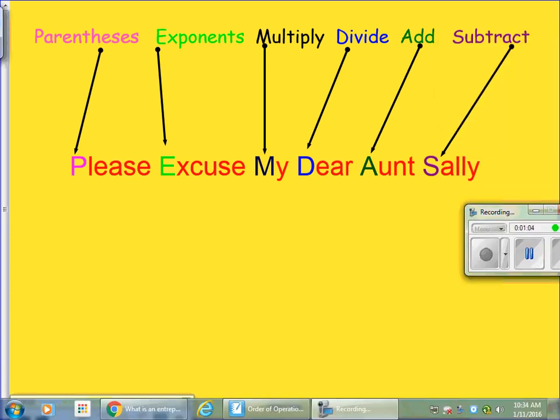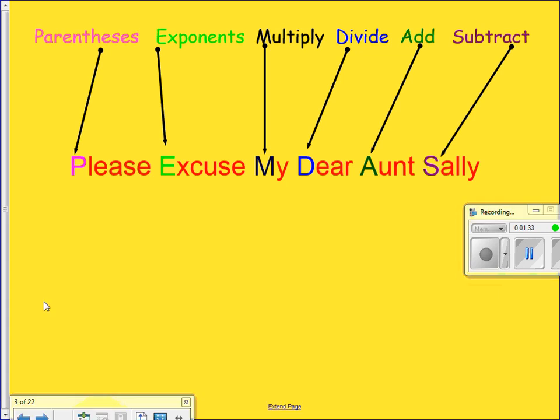The P for please represents parentheses. Then we have E for exponents, M for multiply, D for divide, A for add, S for subtract. So when you're doing a problem, you have to do them in this order. If there's parentheses in the problem, you have to do those first. If there's exponents, you have to do those next. Multiplying and dividing, those can happen at the same time, whatever happens first in the problem, and adding and subtracting can happen at the same time. So let's do a couple examples.